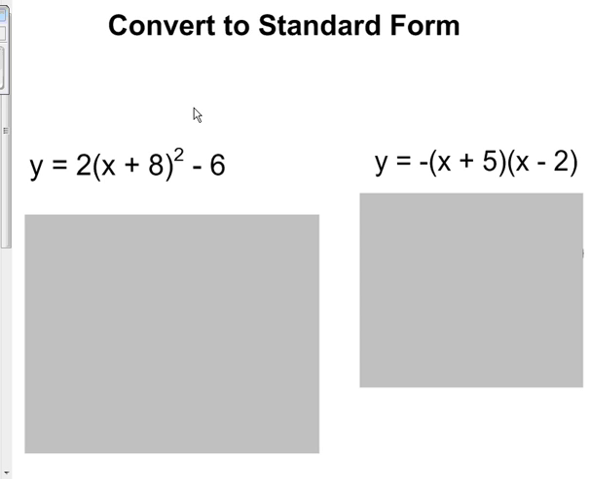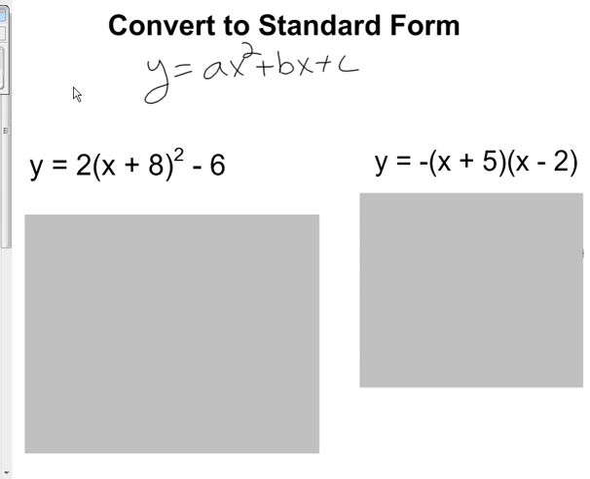So converting to standard form is probably the quickest and easiest, because standard form is just everything simplified out. In other words, you're just simplifying the expression, getting rid of all parentheses, multiplying it all out, and it'll end up looking like the standard form.